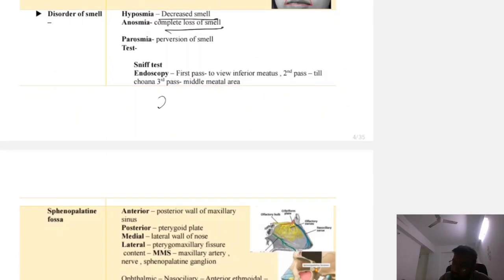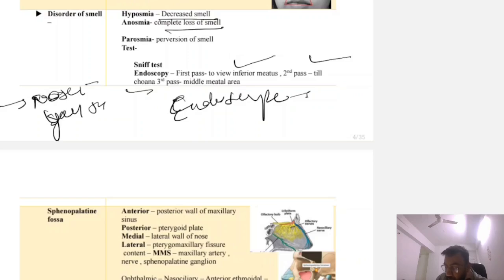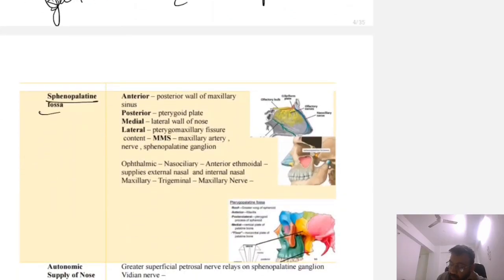Now next is endoscopy. What is endoscopy? An endoscope is a camera which is inserted in the nose, and you can see the structures in the nose. The first pass helps in visualizing the inferior meatus, the second pass goes till the choana, and the third pass is for the middle meatal area.